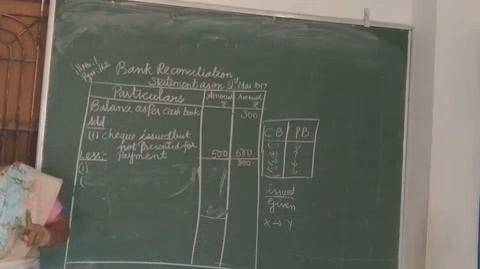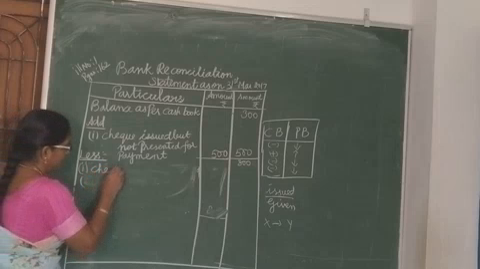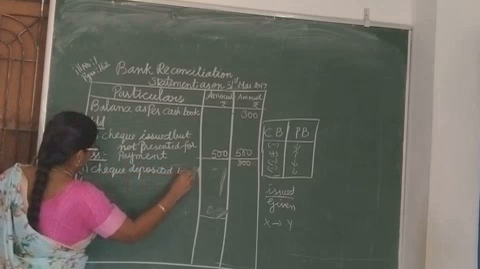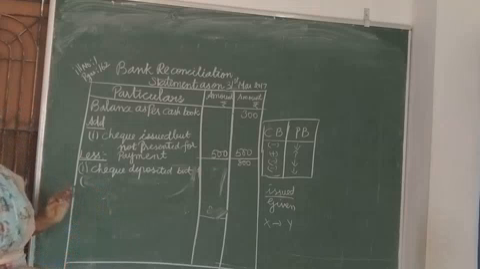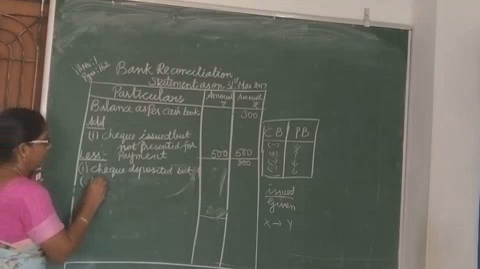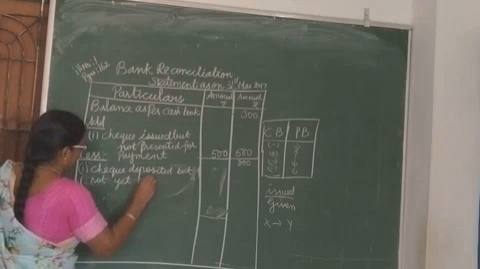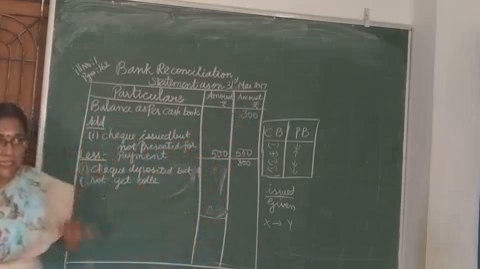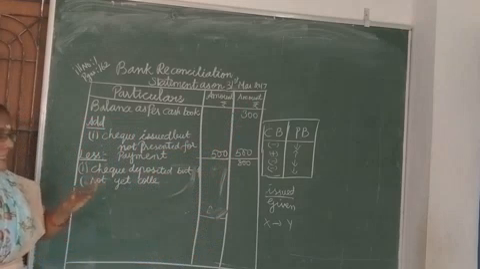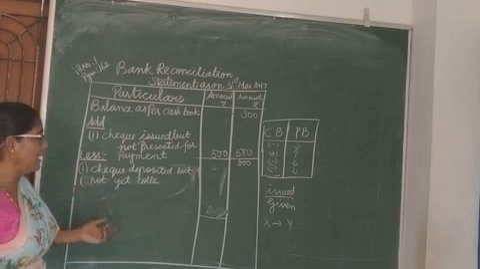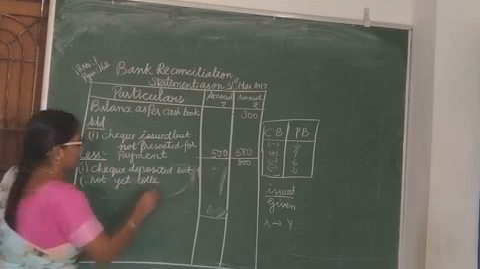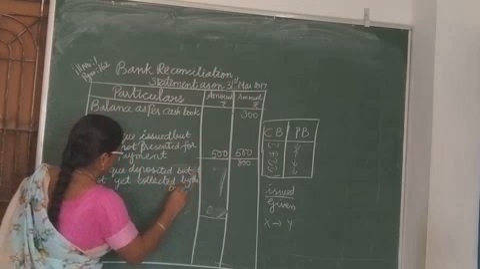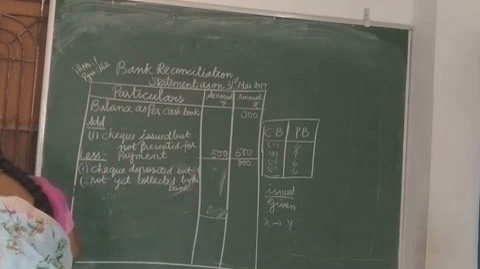First item which is decreasing the balance, check deposited but not yet collected. See, we are preparing the balance on 31st March 2017. Until the preparation of the bank reconciliation statement, the check is not collected by the bank. That is the meaning, check not yet collected by the bank. So what is the amount? The amount being 500.